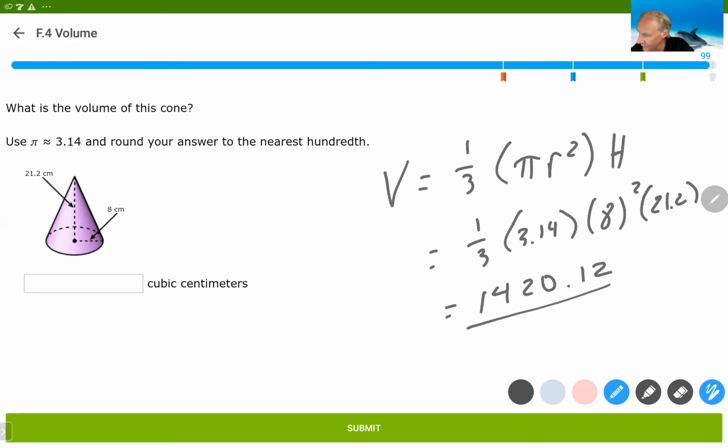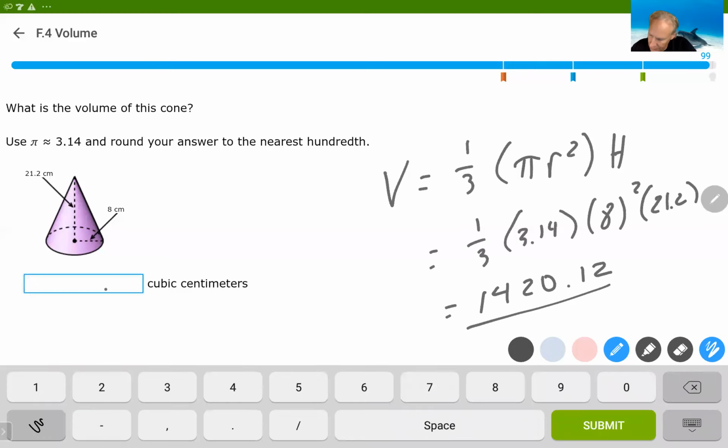And since it's my last one, I'm going to double check. I'm going to multiply 64 times 3.14. It's the area of my circle, that's my base, times the height, and divide by 3 because it's a cone. Yep. 1420.12. And nearest hundredth.